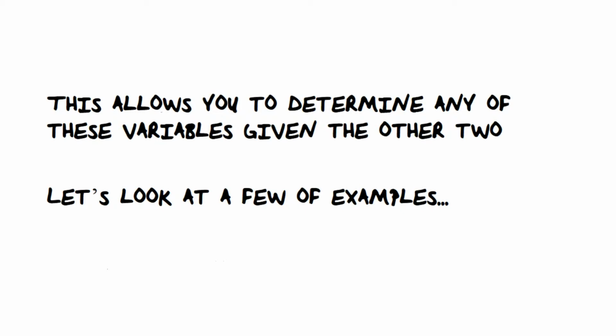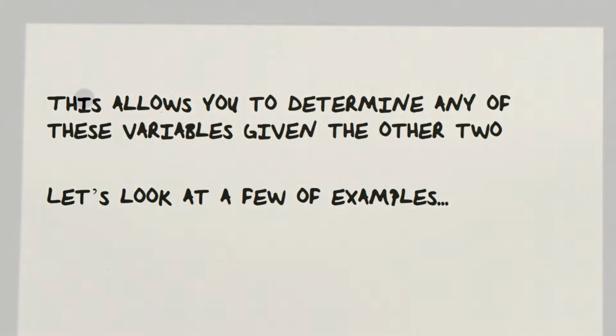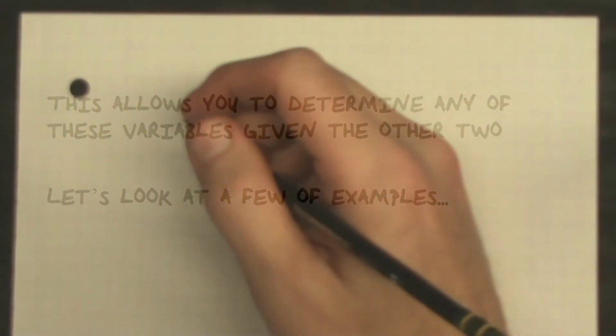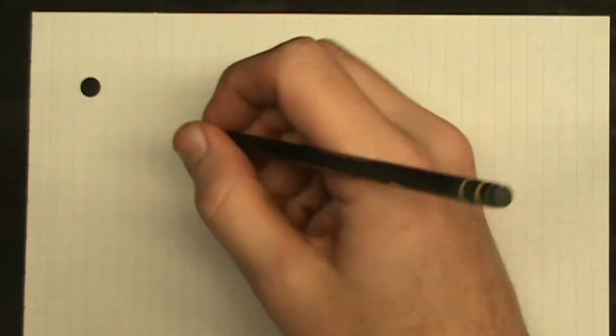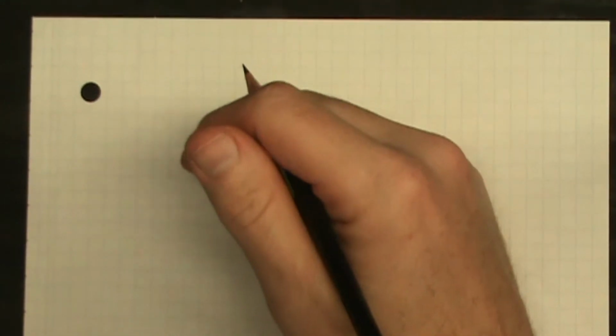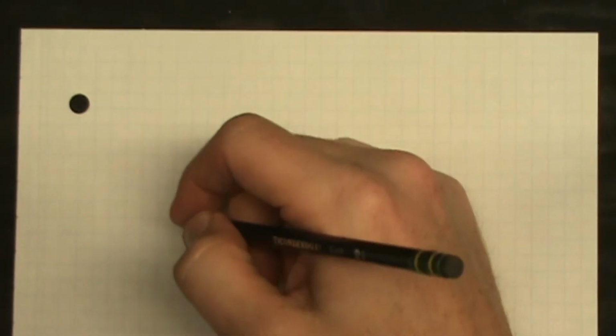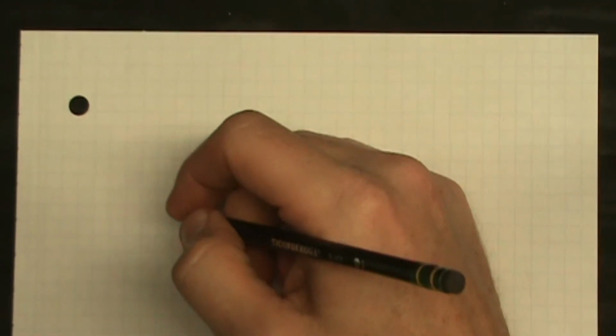Let's take a look at some examples. Don't worry, these won't be extensive examples, and you'll have to excuse the image stabilization on the camera.